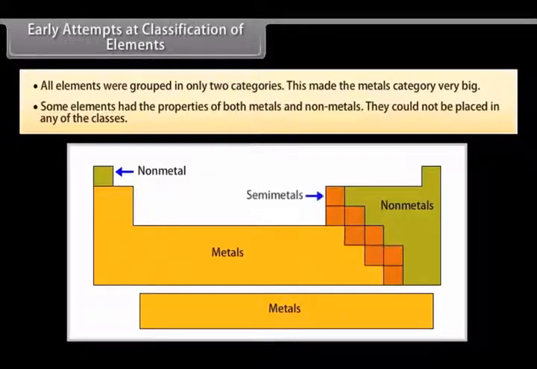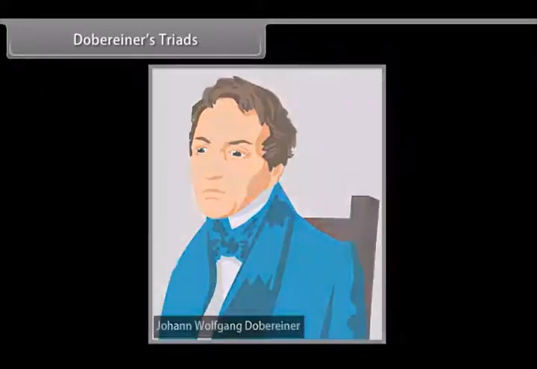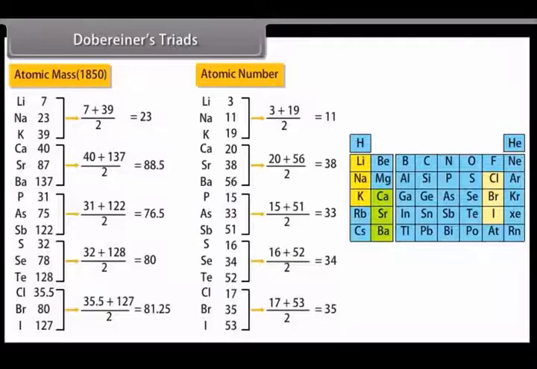This increased the need to identify some kind of pattern or regularity in the properties of the elements and then classify them. Döbereiner's Triads. In 1829, Döbereiner, a German scientist, made groups of 3 elements, each based on their properties. He named them triads. He observed that the atomic mass of the middle element of a triad was equal to the arithmetic mean of the atomic masses of the other 2 elements.